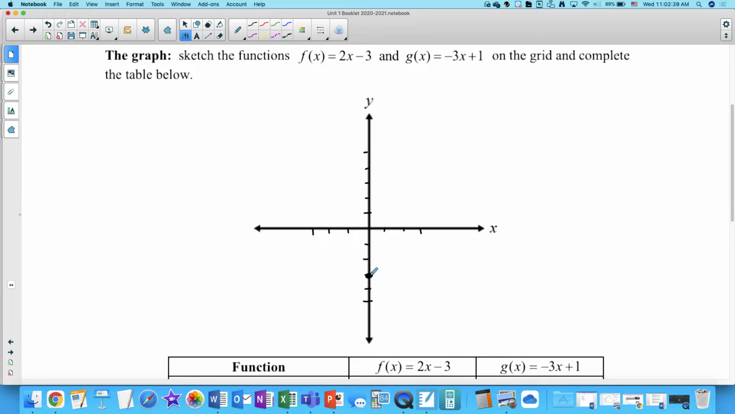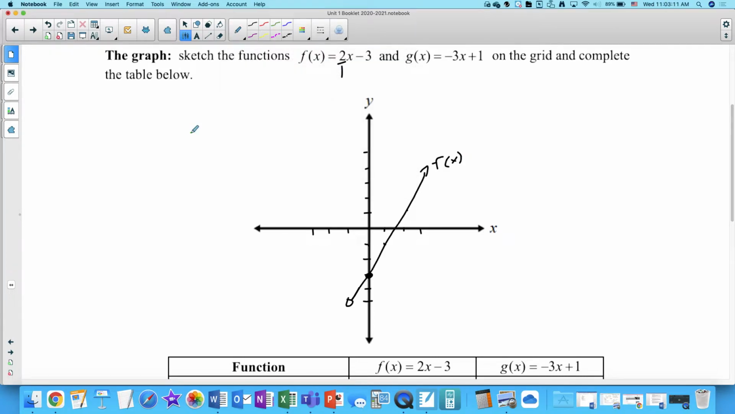Right. So slope is rise over run. And remember, the rise and the run, depending on the sign, indicate a direction. These are both positive. That means we're going to go up and right. So we're going to go up 2, right 1. Up 2, right 1. Okay? So here is the line f of x. And then I'm going to do this one in a different color.